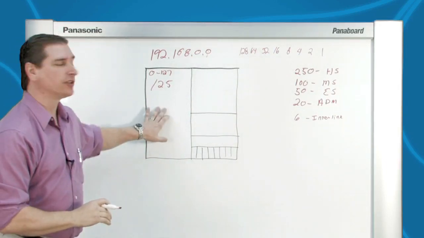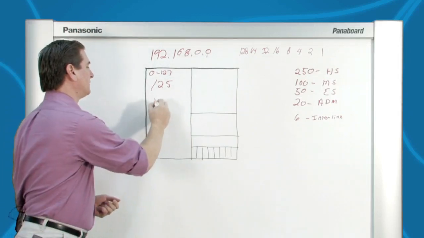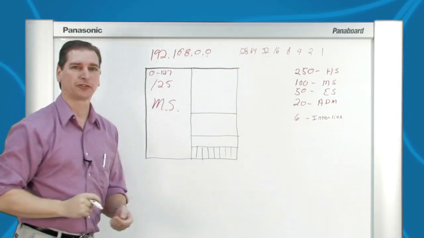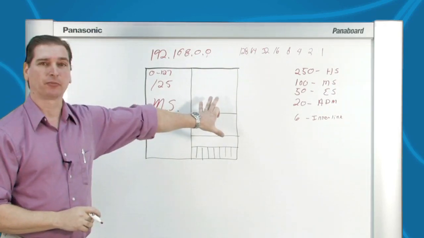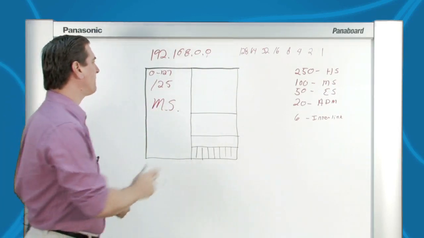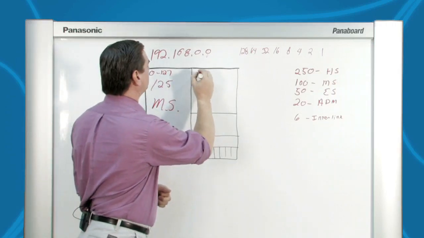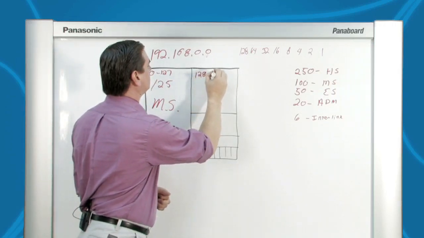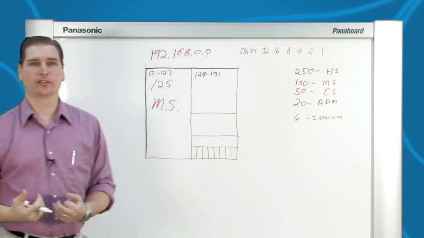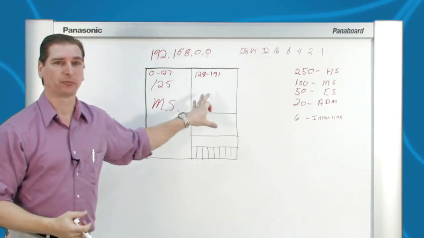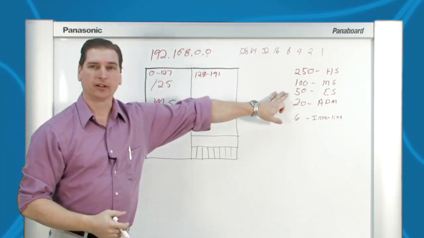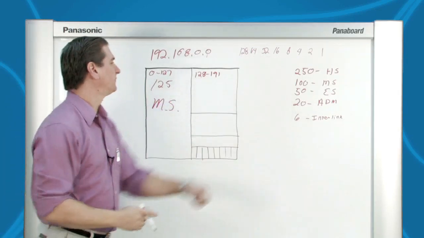That's going to carve out part of our address space. That address space is going to be assigned to our middle school. We now have our middle school covered. We still have a lot of address space left over, okay? We can take the 128 to 191, and we can allocate part of our existing space out here to our elementary schools.